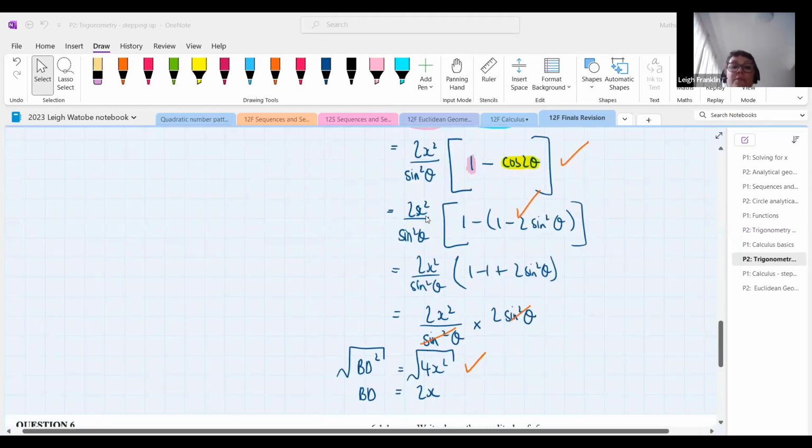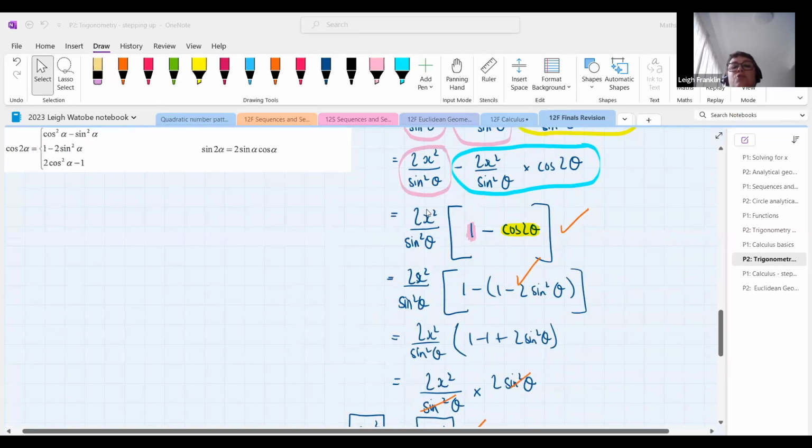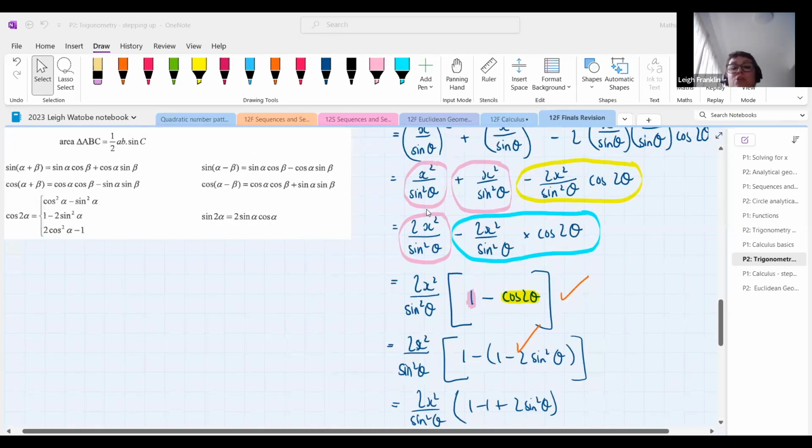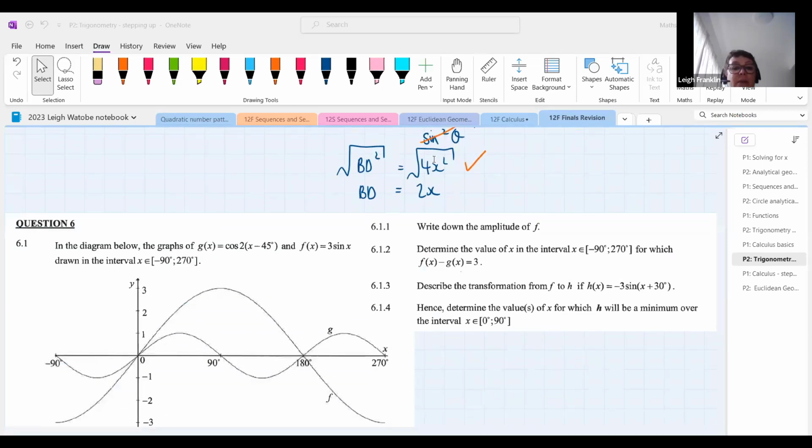So there's a lot of steps, and it seems very confusing, but actually we do know what to do here, don't we? It's just a case of making sure that we pick the correct cosine double angle to get to the answer that we want. Okay. Very good question, Gugu.